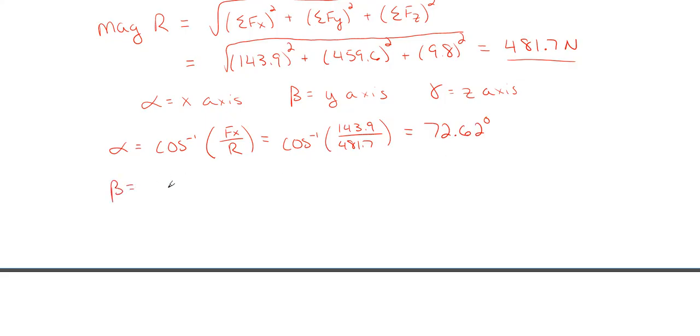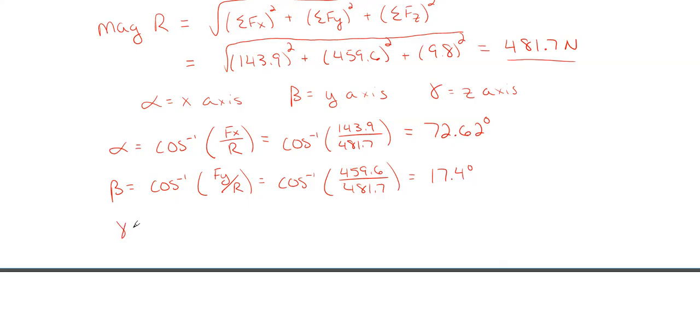All right, well, repeat that process for the y. And the only thing you're exchanging here is Fy for Fx. Everything else is going to be exactly the same type of calculation here. So it'd be cosine inverse of 459.6 over 481.7 newtons. And this gives us 17.4 degrees.